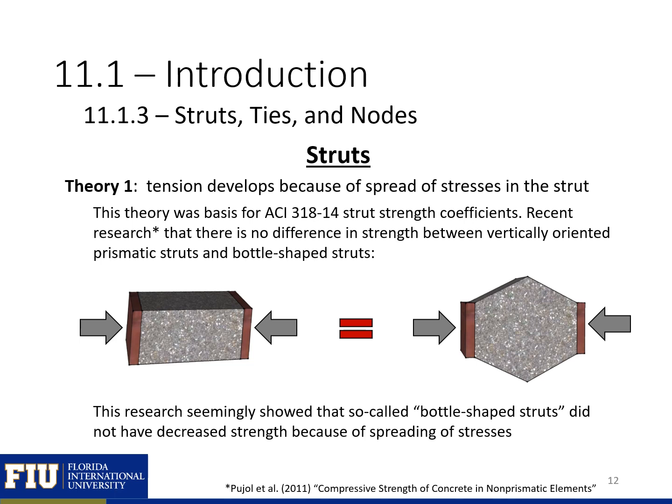There has been some recent research, though, that has shown that there's no difference in strength between vertically oriented prismatic struts and bottle-shaped struts. Here there was research done testing struts with the same width cross-section geometry along the length, and comparing to members with larger cross-sectional areas at midspan than they have at the ends of the member. So essentially prismatic versus bottle-shaped. And these researchers, Pujol et al., found that these struts have similar strengths. So it essentially showed that maybe the difference between prismatic and bottle-shaped struts doesn't have an effect on the ultimate strength.